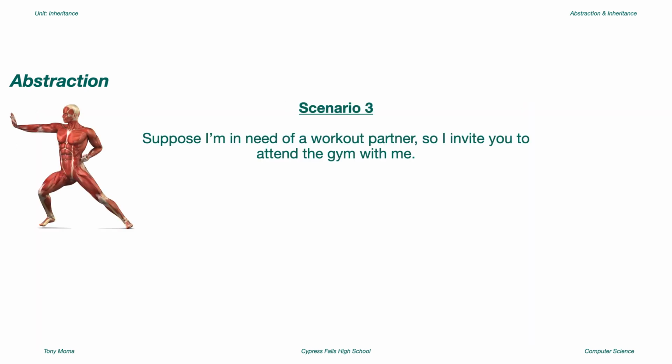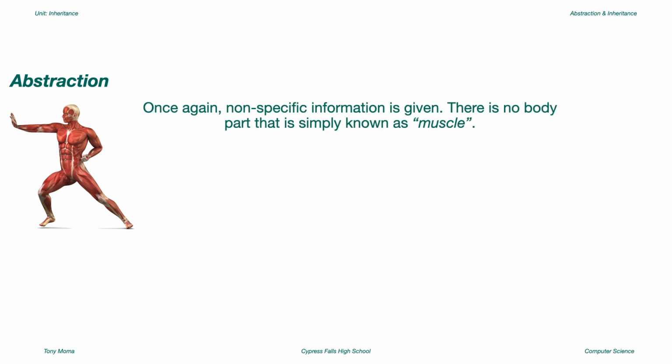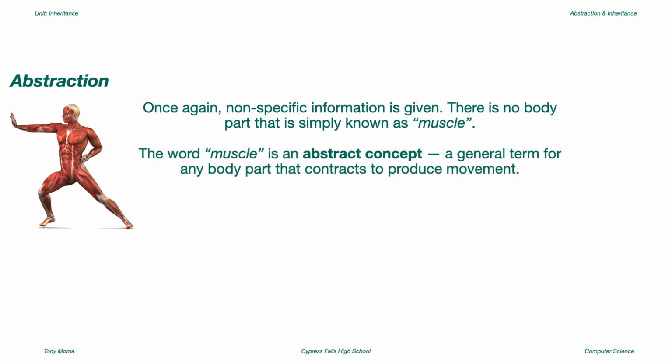Scenario 3. Suppose I'm in need of a workout partner, so I invite you to attend the gym with me. You respond, sure, but then ask, what will we be working out today? And I simply respond, a muscle. Once again, non-specific information is given. There is no body part that is simply known as muscle. The word muscle is an abstract concept, a general term for any body part that contracts to produce movement.